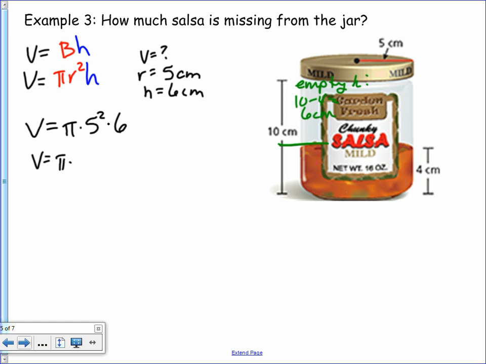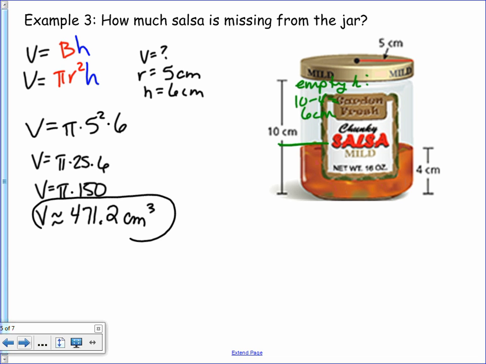Okay, now simplify. 5 squared is 25 times 6. Volume equals pi times 25 times 6, which is 150. So the volume is approximately 150 times pi, and we're going to round this to the nearest tenth. We might as well. It's approximately 471.2 cubic centimeters. So 471.2 cubic centimeters is how much salsa is missing from the jar. So that's how much salsa we already ate or used or threw out, who knows. But that's how much salsa is gone.